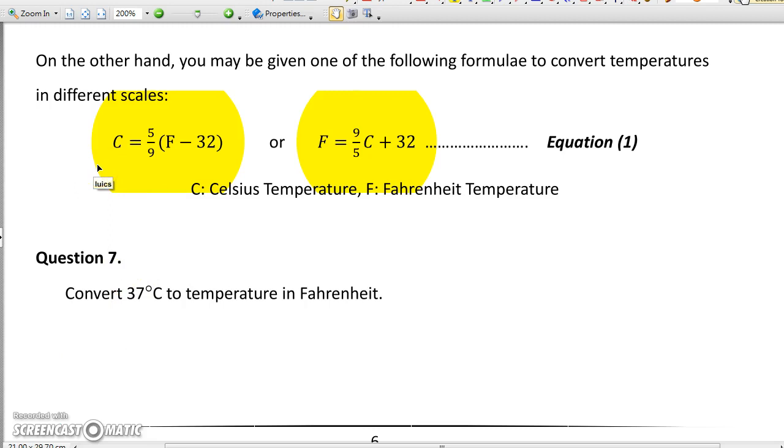Other than using the conversion chart, you may use formula instead. This is the first equation introduced in this book. I call it equation number 1. To illustrate the idea, I use question 7 to show you how to apply the formula.